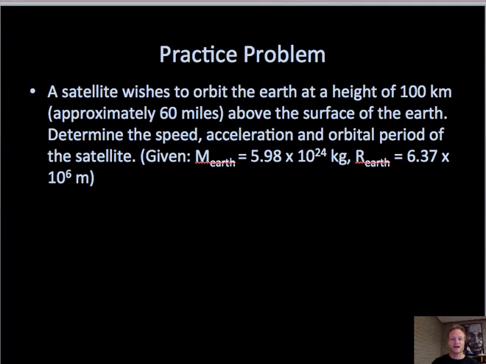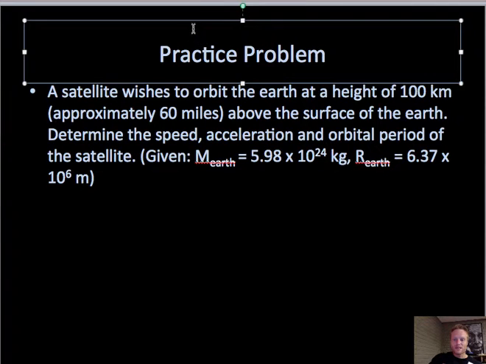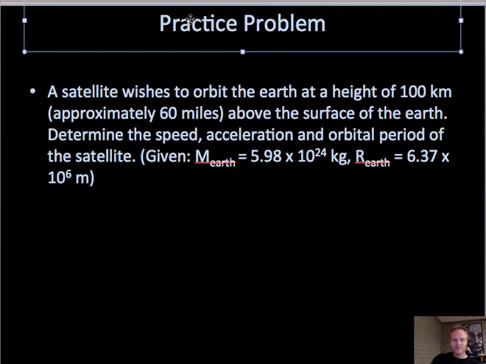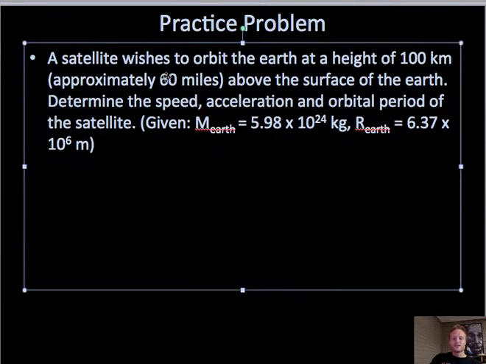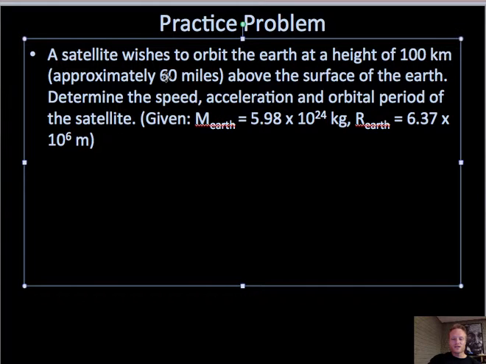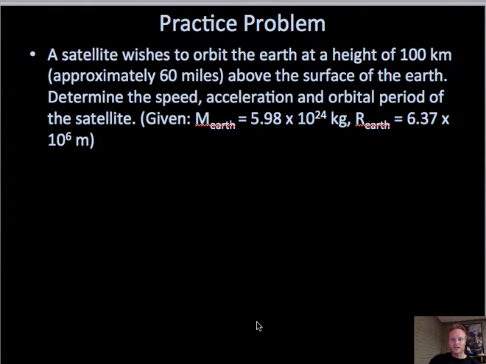So let's do a practice problem here. This might get to be pretty large. Let me move some of this stuff up because this asks for a lot of things, and I might almost need to do another slide here. It says a satellite wishes to orbit the Earth at a height of 100 kilometers, or 60 miles, above the Earth's surface. Determine the speed, acceleration, and orbital period of the satellite.